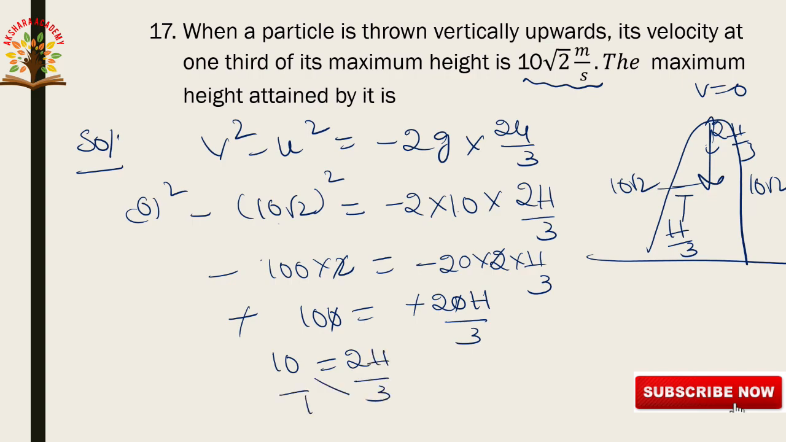Now taking cross multiplication, 2 fives are 10, 5 threes are 15. The maximum height attained by the particle is h equal to 3 into 5, 3 fives are 15 meters. The final answer is 15 meters. Next we will go to the next question.